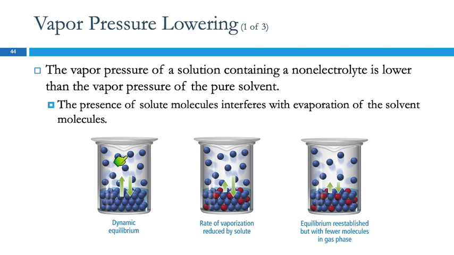So we had evaporation and condensation being equal, and now the rate of evaporation, or rate of vaporization, got reduced, and the rate of condensation is staying the same. And so eventually these are going to catch up with each other until the rate of condensation equals the rate of vaporization. And the result is we've got fewer gas particles here, and so the vapor pressure is lower.